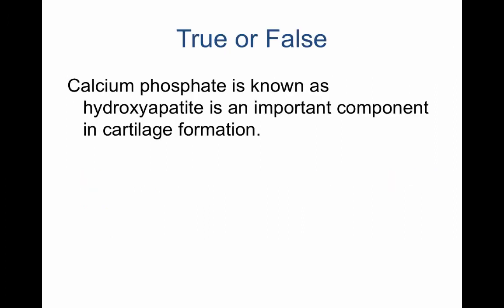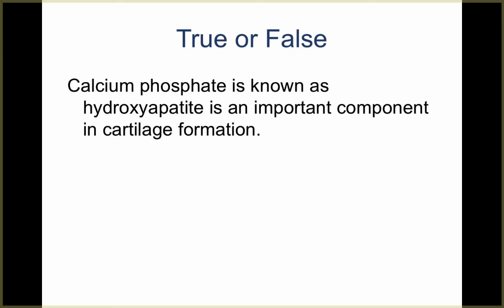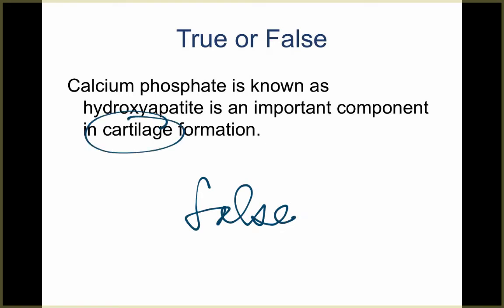So let's go on here. True or false, calcium phosphate is known as hydroxyapatite, and it's an important component in cartilage formation? True or false? Hopefully you said false. Why? Because that's the big guy there. Is it for cartilage formation? No, it's for bone formation.